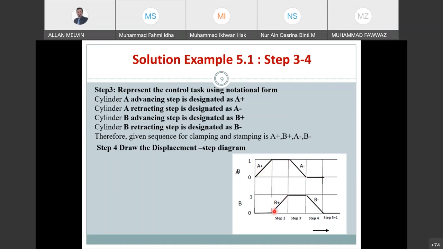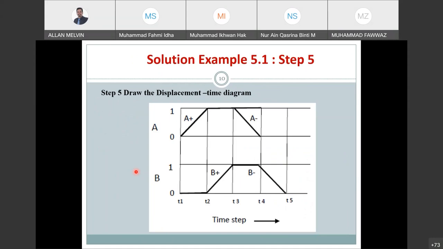Okay, step two, B plus, A maintain. Step three, A minus, B maintain. Step four, B minus, A maintain in the retracted position. Then the steps continue. So that's why we wrote here step 5 equals to 1. Okay, then step 5. That is, if you want a displacement time diagram.